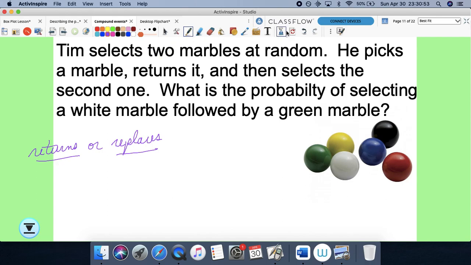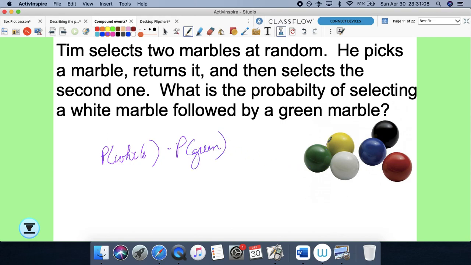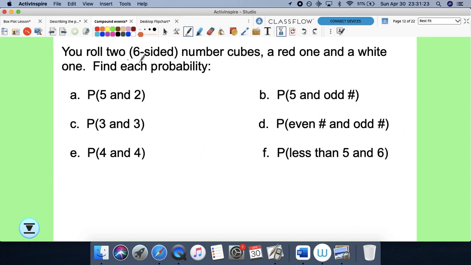So Tim selects 2 marbles. He picks one, looks at it, and puts it back, and then he takes the second one. So he wants to get a white, and then he wants to get a green. What's the probability of getting a white? Well, there's 2 whites here, so it's 2 out of 6. And then the green one, 1 out of 6. So there's a 1/18 chance. Very little chance of that happening.